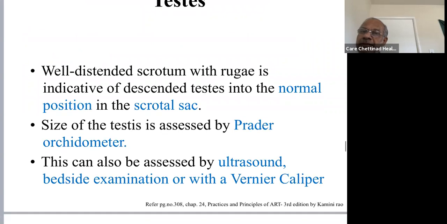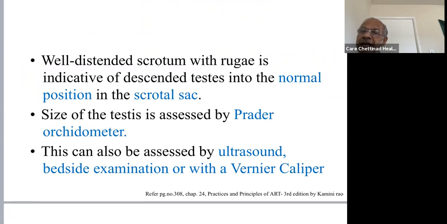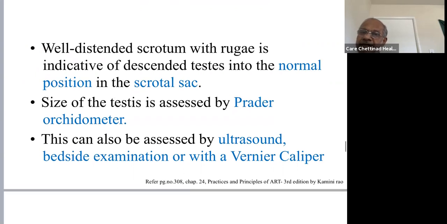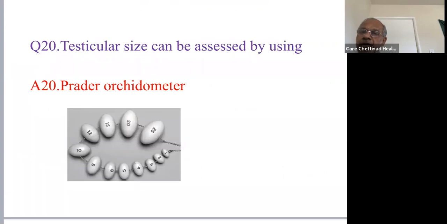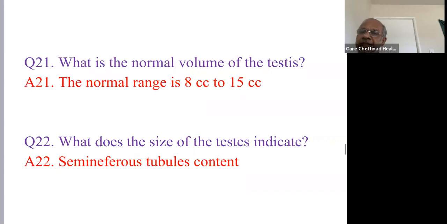And look at the scrotum to see if the testes are there. Absence of testes is a condition called cryptorchidism or undescended testes. Also examine to see the size of the testes. There you can use a prader orchidometer, use a clinical examination, or use a vernier caliper. All of them can give you an idea about what is the size of the testes. Then this shows the prader orchidometer. The normal size varies from anything from 8 to 15. Just as human beings have a huge range of height, the testis also ranges in size.